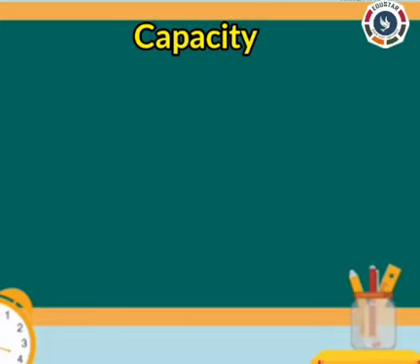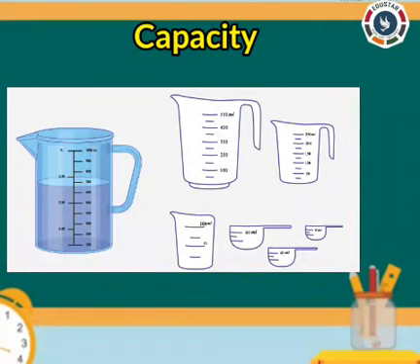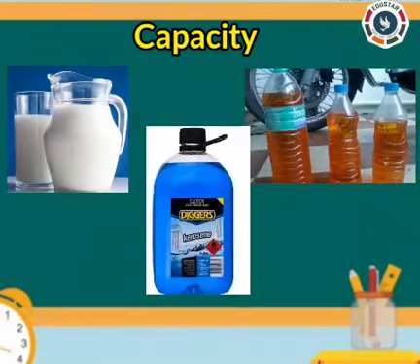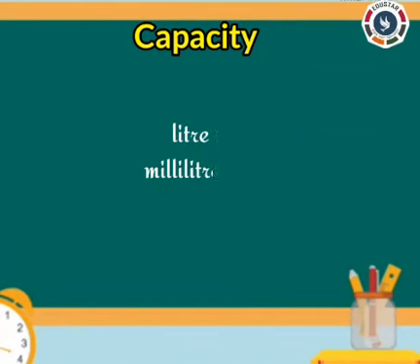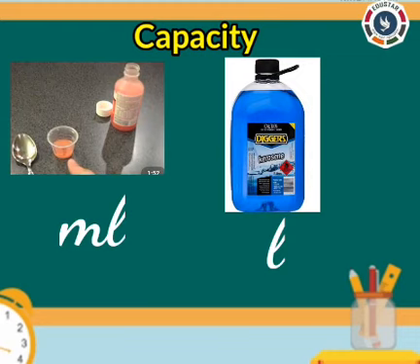Next, capacity. Capacity is the amount a container can hold. The amount of liquid something can hold is called its capacity. We measure liquids such as milk, petrol or kerosene with the help of containers whose capacity is known. The standard units of capacity are liter, L in short, and milliliter, ml in short. The small amount of liquids like medicines are measured in milliliters. Large amount of liquids like petrol are measured in liters.